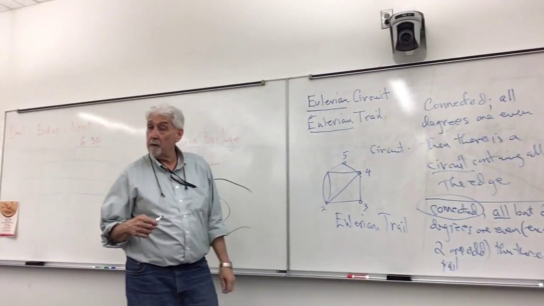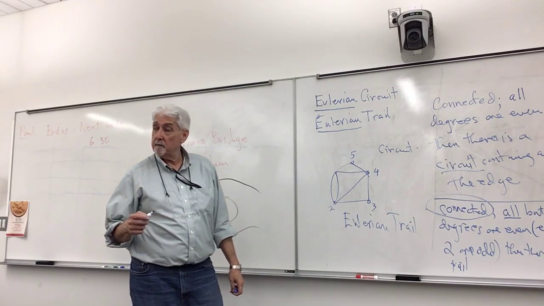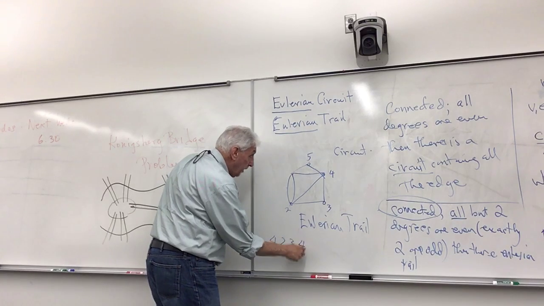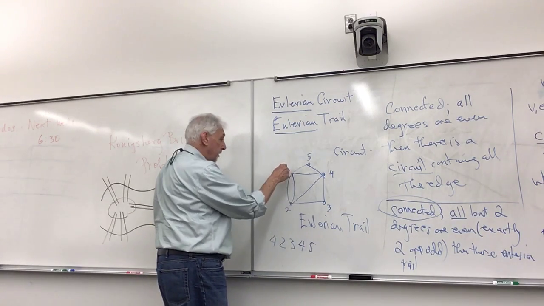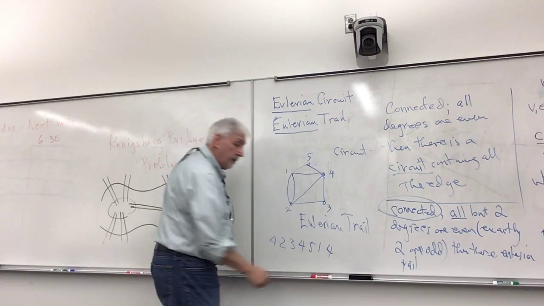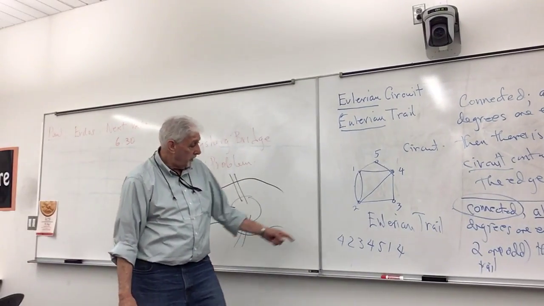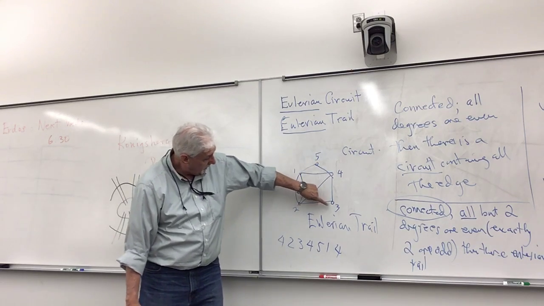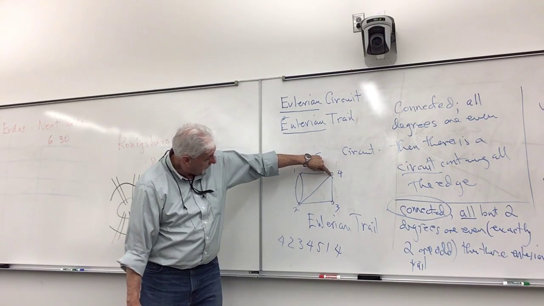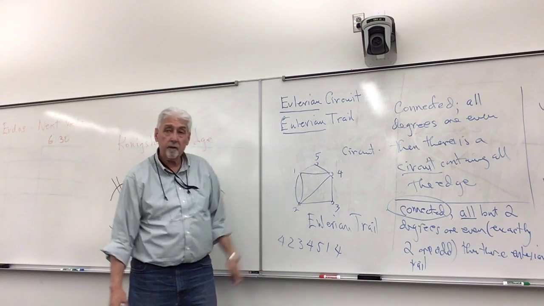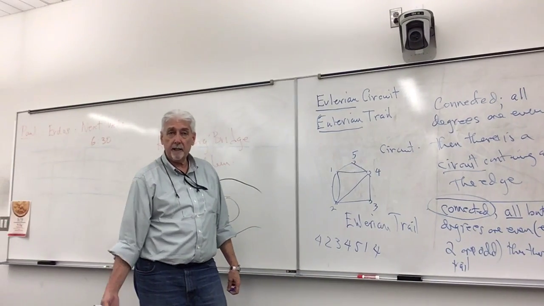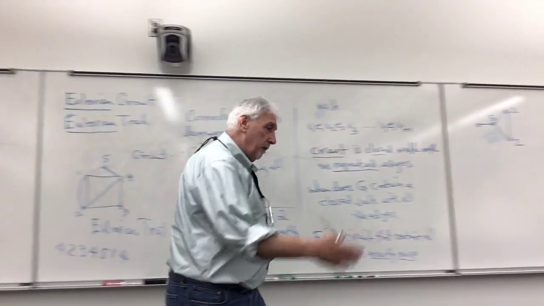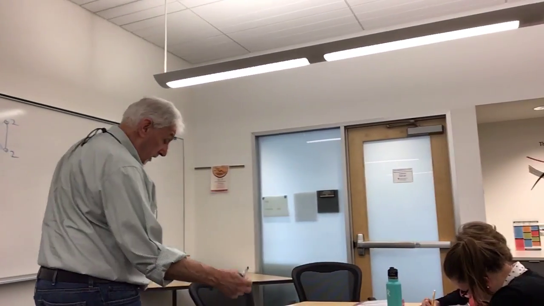Sequence? 4, 2, 3, 4, 5, 1, 4. Oh, I erased it. It's closed: 4, 2, 3, 4, 5, 1, 4. Starts and ends at the same place and contains 6 edges. Okay. Now you might want to look at this and say, is there one with 7?